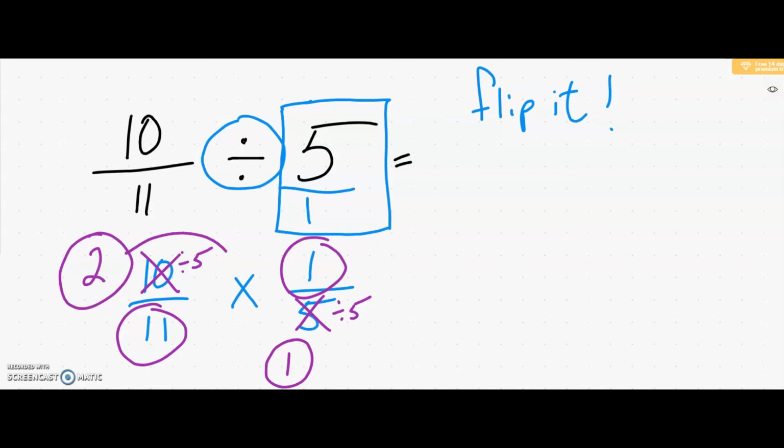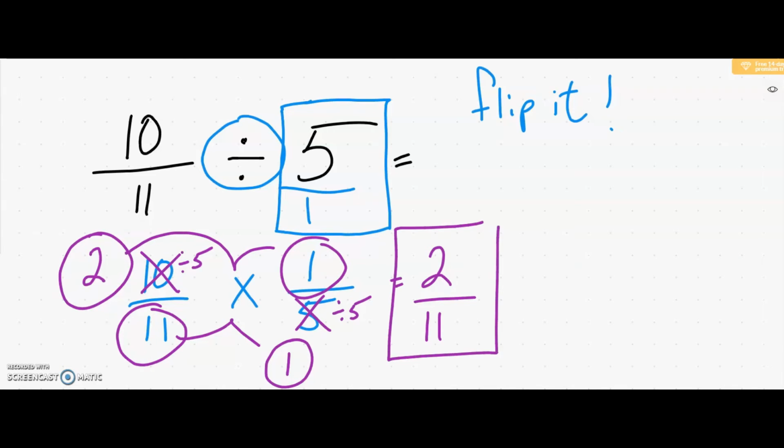So now I'm going to multiply across the top, which is going to give me the number 2. And multiply across the bottom, which is going to give me 11. And my final answer is going to be 2 over 11. Okay, so that was a fraction divided by a whole number.